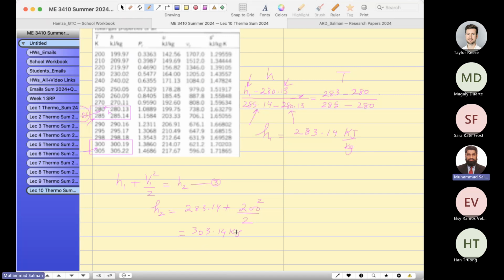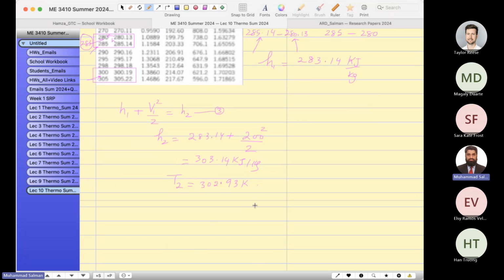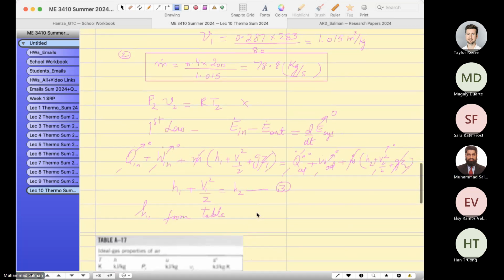The corresponding value of temperature is about 302.93. I'm skipping the interpolation part, which I've already taught you, to save time, because time is important to complete the curriculum. So T2 in terms of Celsius is 29.93. Do you guys understand how I solved the second part of the same question?